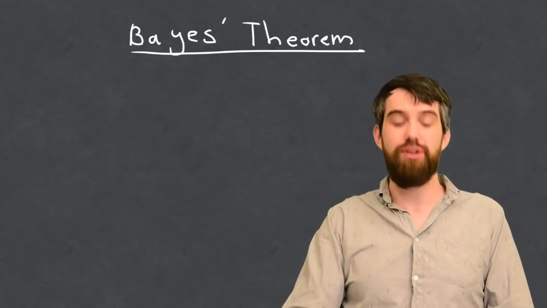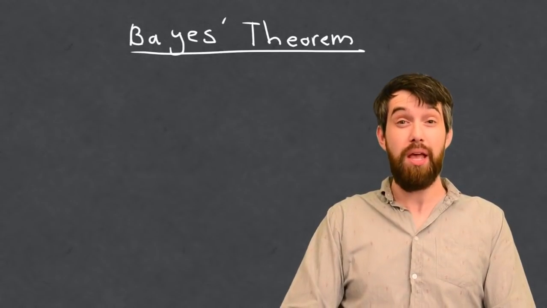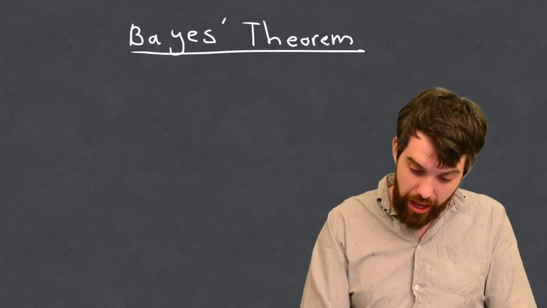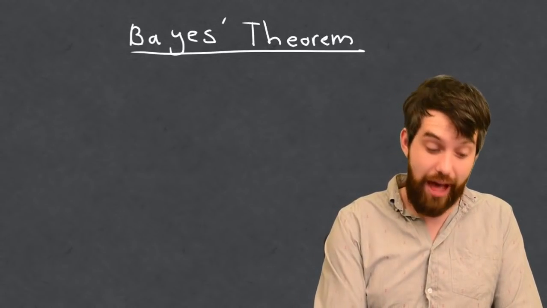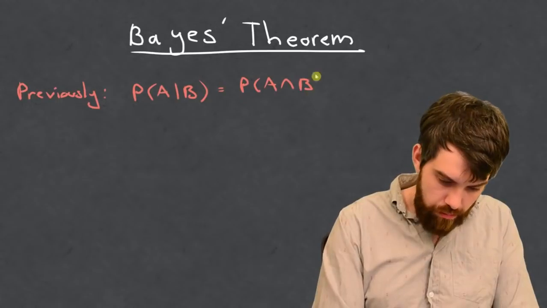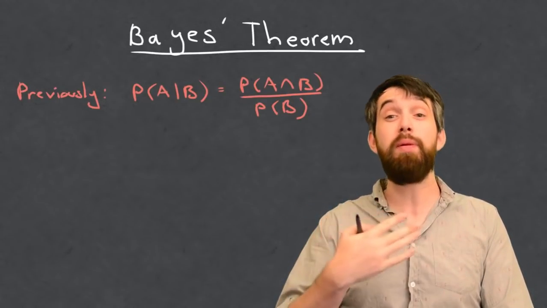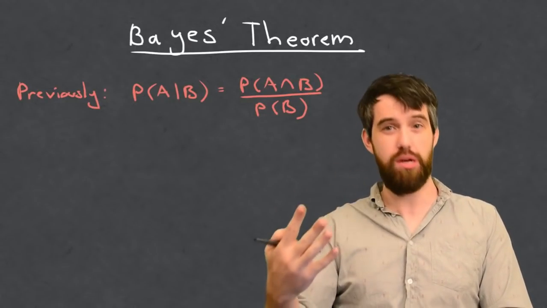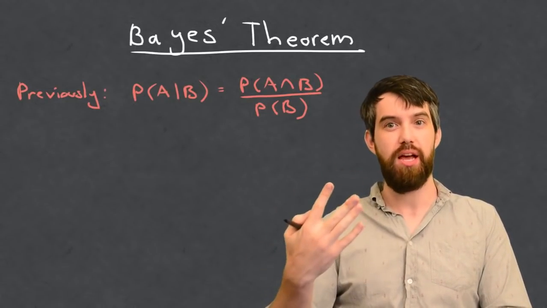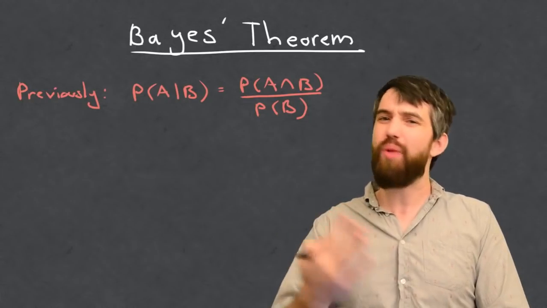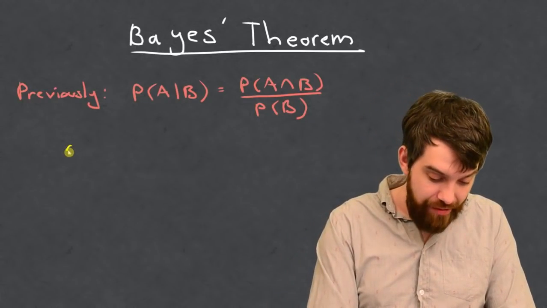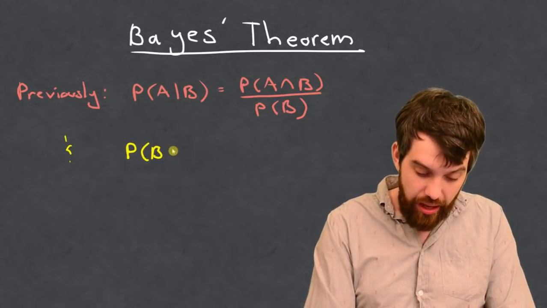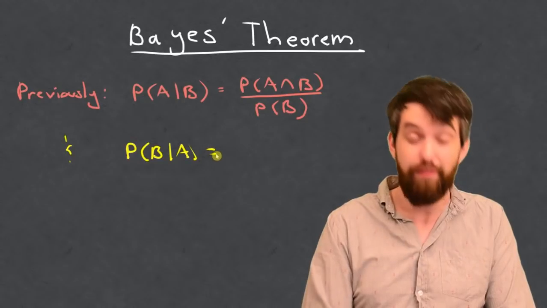So the first thing I want to introduce is what actually is the theorem. We have seen conditional probability already, so I'm going to remind you of the following fact. The probability of A given B is the probability that A and B occurred, the intersection, divided by the probability of B. Now, I'm going to rearrange this and go the other way around. I can also look at the probability of B given A. The same thing, just flipped the other way around.